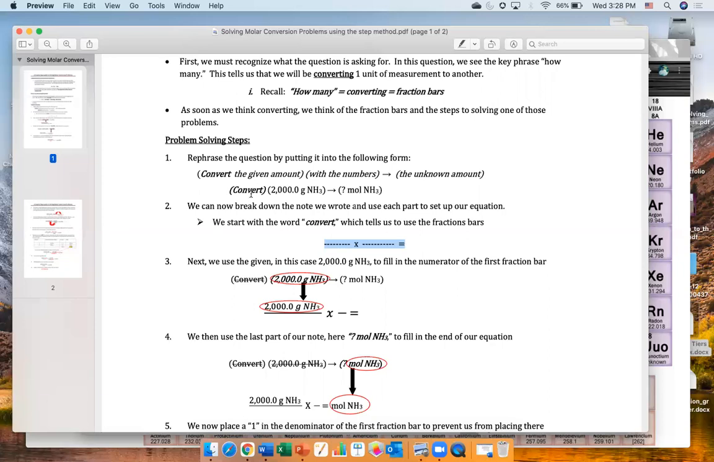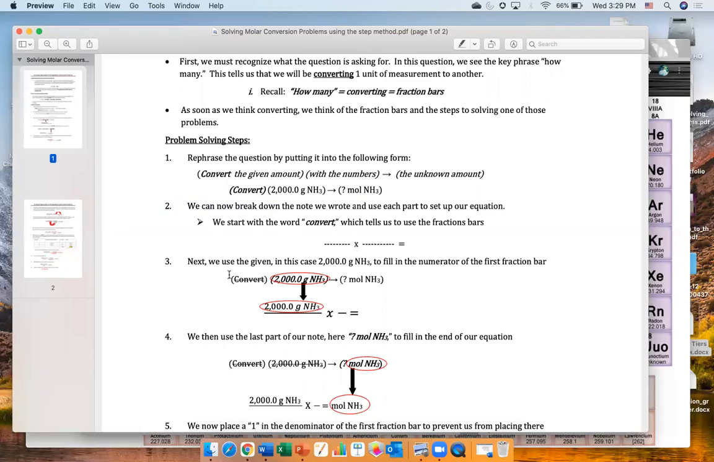And again, this is what really helped me when I started writing this note down. Because every time I had a conversion question, I would write this note down. I would remember what each of these little parts was telling me to do. I'd see the word convert and I'd say, oh, what that means is I'm going to need to put some fraction bars down. So that's what we're doing here. So we're going to cross that out now so we can come on to step 3.